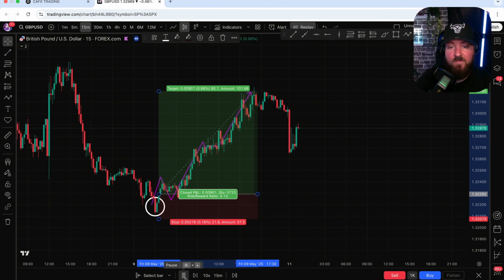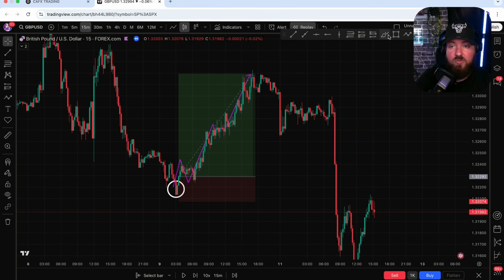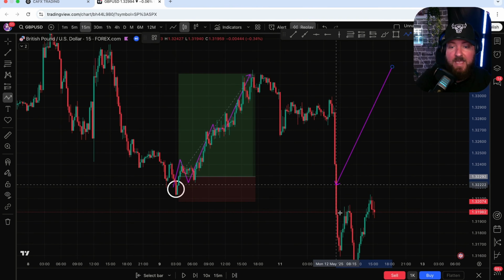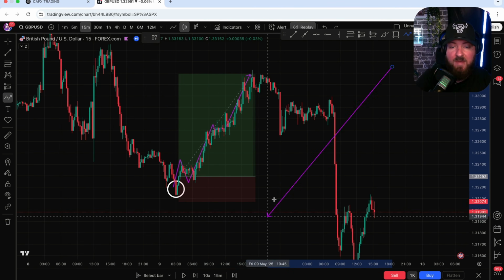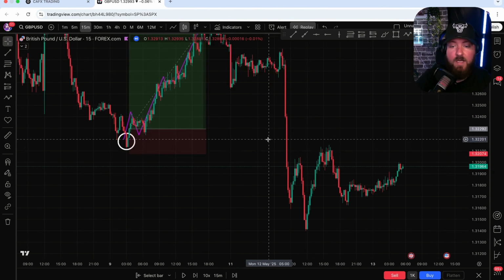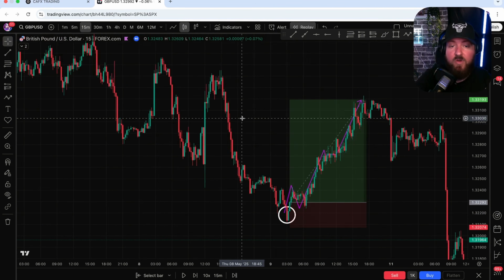Now what happens? Boom. Sweeper. So you just got taken out of the game by this big move. Your stop loss just got smashed. Everybody's stop losses just got smashed. And yeah, that's just how liquidity works, honestly.